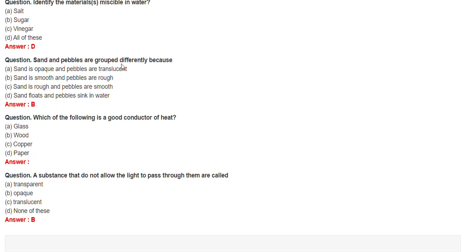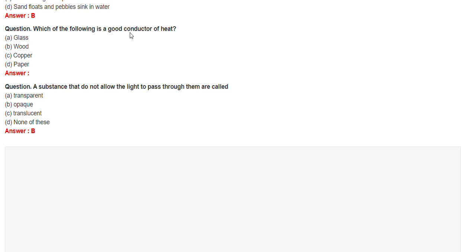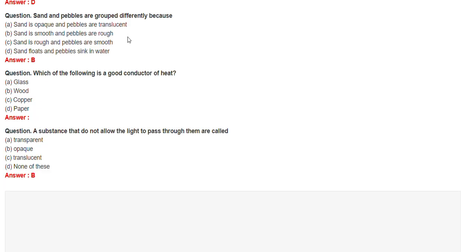pebbles are grouped differently because sand is smooth and pebbles are rough. Which of the following is a good conductor of heat? Copper. Substances that do not allow light to pass through them are called option B, opaque.